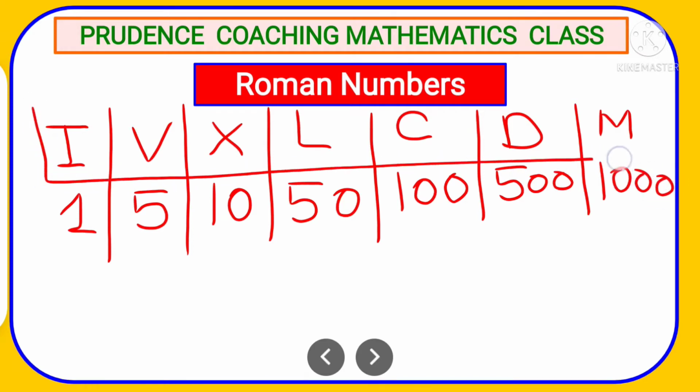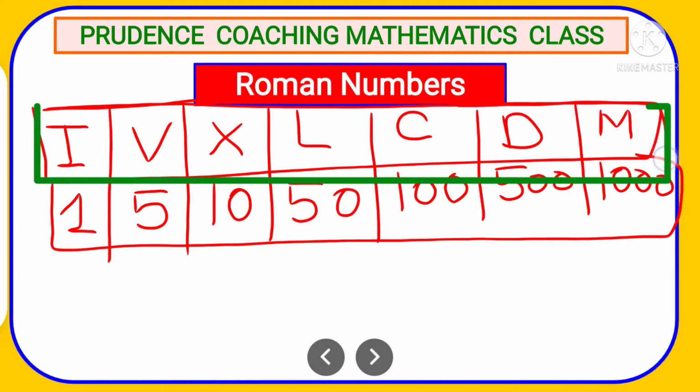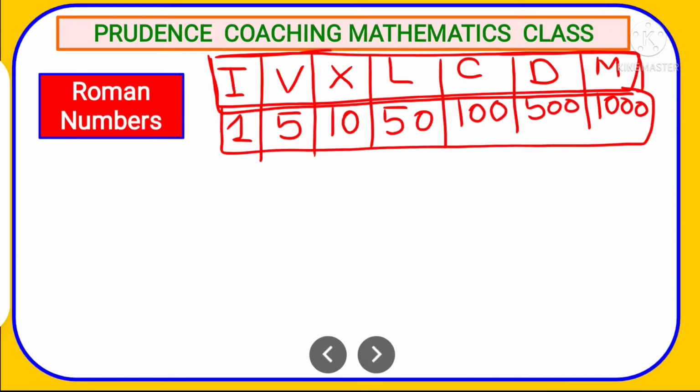So, these are written in Roman numbers, whereas these are the Hindu Arabic numbers. So, by using all these Roman numerals, we can write any Roman number. So, let's start with the topic now. This is the basic thing which you should remember. So, let's start Roman numbers. First, we will not learn the rules, but we will learn the rules while writing the Roman numbers.